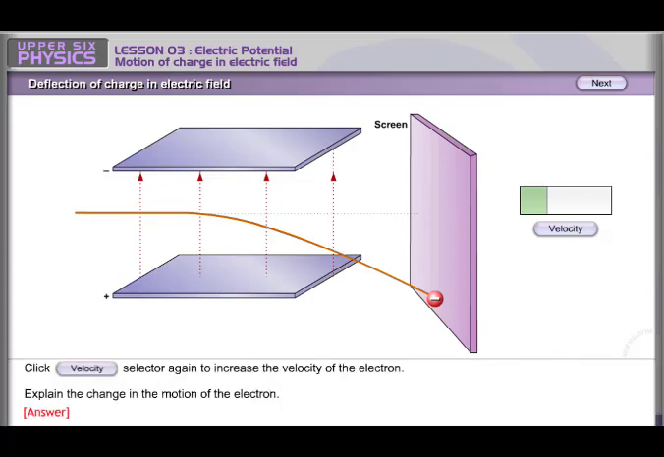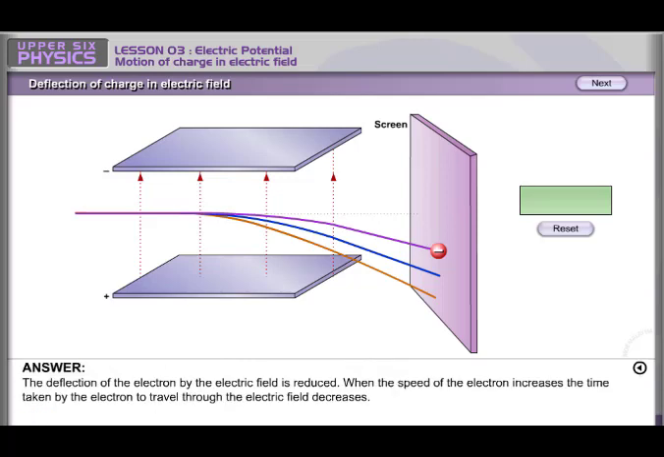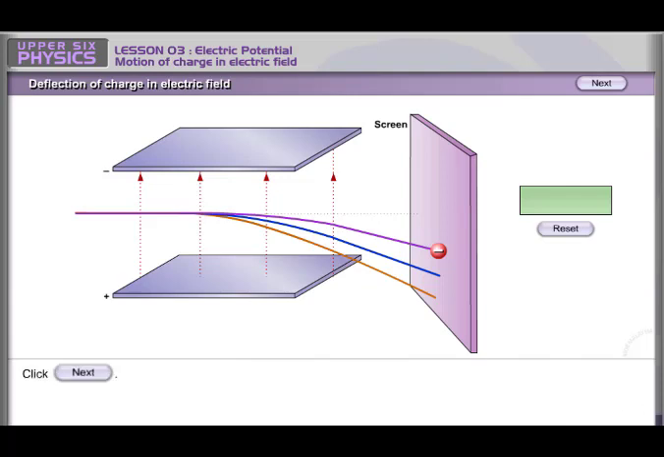Click the velocity button selector again to increase the velocity of the electron. Explain the change in the motion of the electron. Answer: the deflection of the electron by the electric field is reduced. When the speed of the electron increases, the time taken by the electron to travel through the electric field decreases. Click the next button.